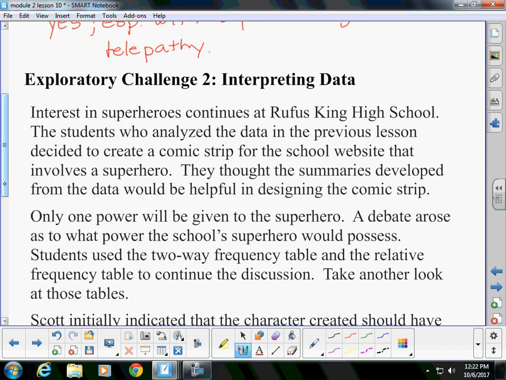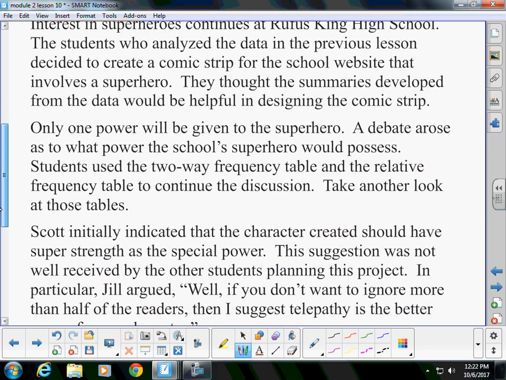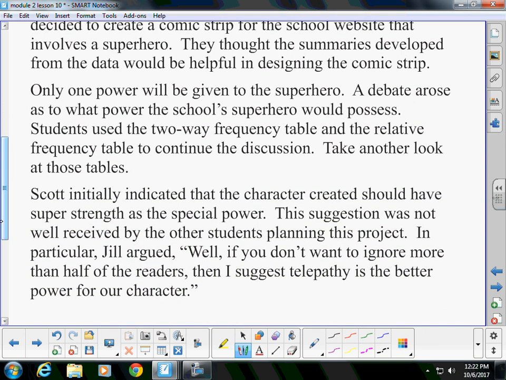Take another look at those tables. Scott initially indicated that the character created should have super strength as the special power. This suggestion was not well received by the students planning this project. In particular, Jill argued, well, if you want to ignore more than half of the readers, then I suggest telepathy is a better power for the character. She said if you don't want to ignore them.